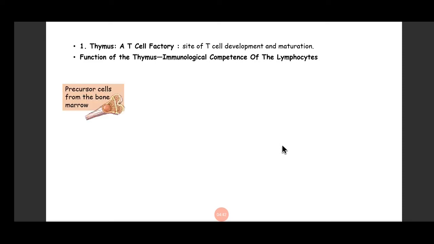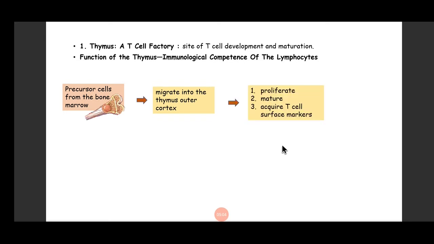What happens when the precursor cells from the bone marrow reach the thymus? At this time, these cells are not differentiated. You can't say whether this is a B cell or a T cell, B lymphocyte or T lymphocyte. They are the same. They have common markers on their surfaces, and when these cells reach the thymus outer cortex, they proliferate, they mature, and they acquire T cell specific markers and T cell receptors on their surface. This happens in the outer cortex of the thymus.